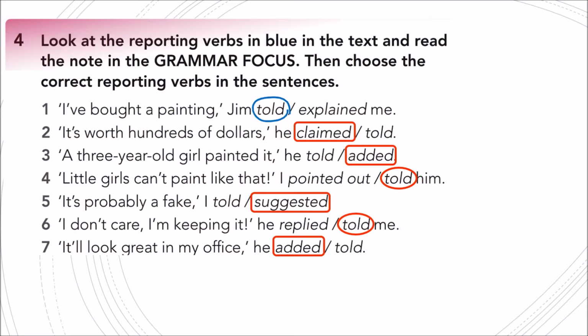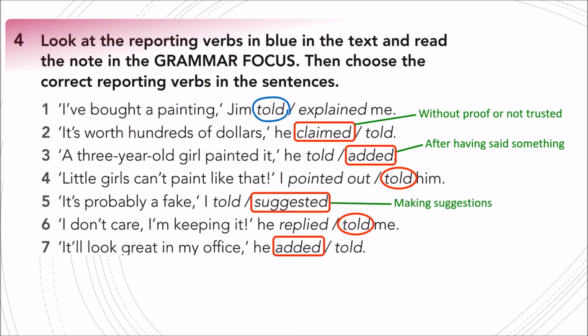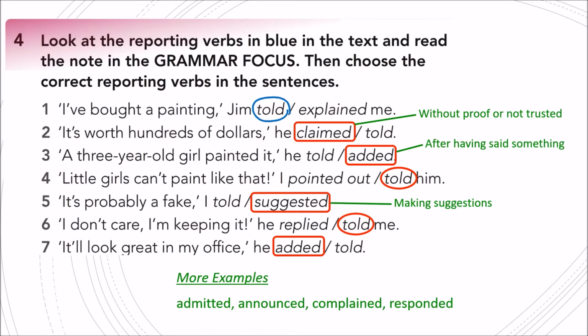For example, claimed. It means you think this person is saying something either without proof or his words are simply not trusted. This word is used very often in newspapers. If you use added, you're implying that he already said something and he is adding more information to his speech. If you use suggested, it means this person is making suggestions even though it is not specified in his own speech. There are some more examples of reporting verbs that can be used in different contexts if you want to be more specific.